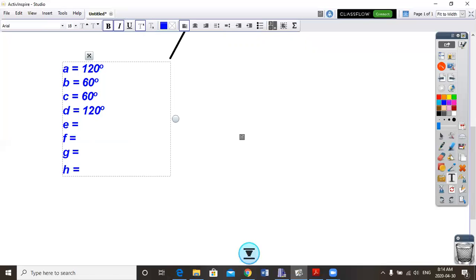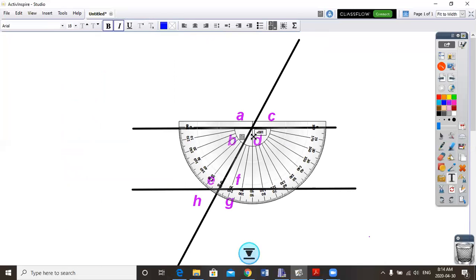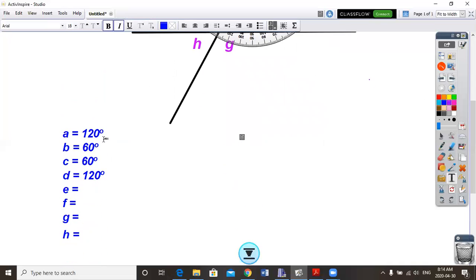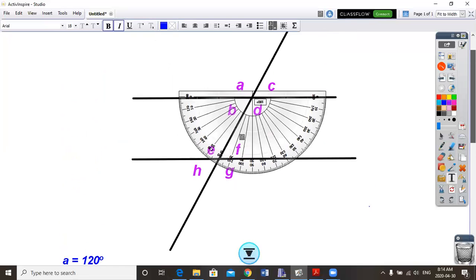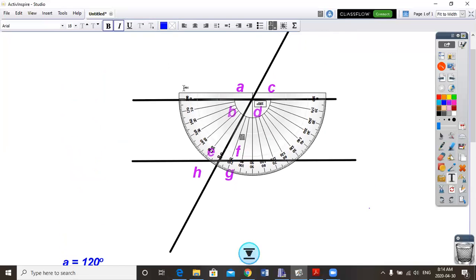And notice that angle A and B add up to 180, and angle A and C add up to 180. Angle B and D add up to 180, and angle C and D add up to 180. When two angles add up to 180 degrees, we call them supplementary angles. So I'm going to jot that down here. That's actually an important property. So angles that add to 180 degrees are called supplementary angles.